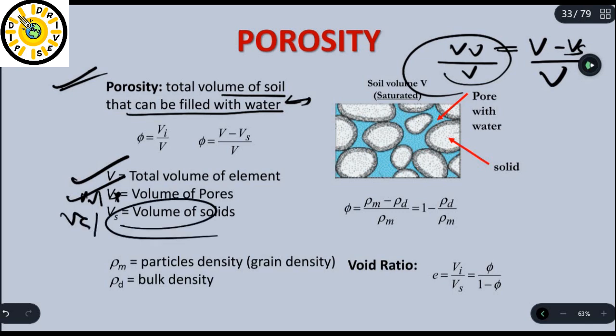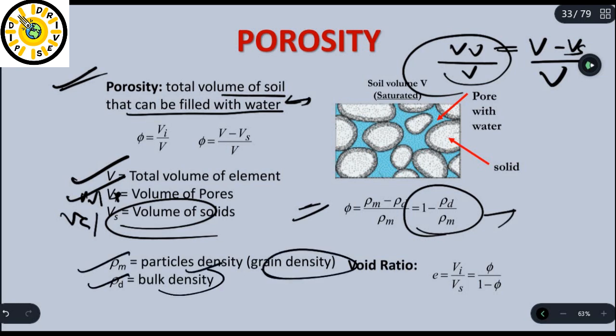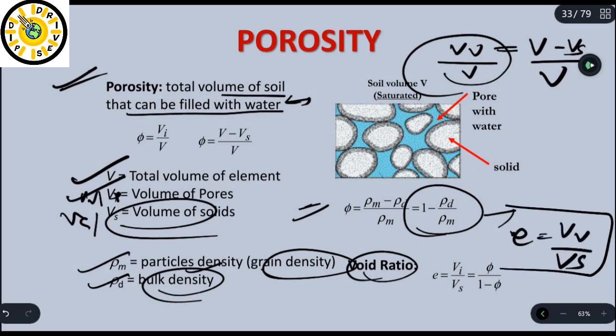Phi will be rho m minus rho d by rho m. So 1 minus rho d by rho m. ठीक है. So this is the formula. Rho m will be the particle density or grain density. Rho d is the bulk density. And void ratio is simple. E is the volume of void upon solid volume.